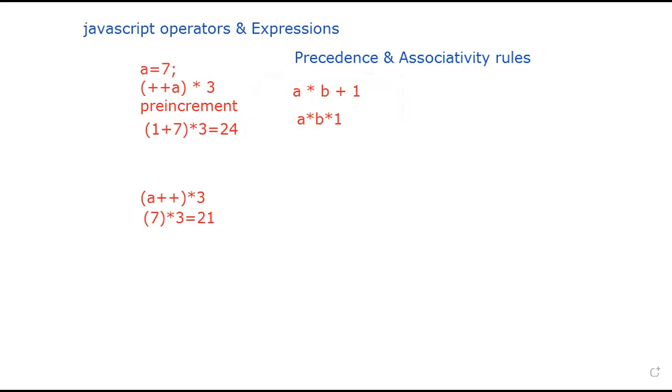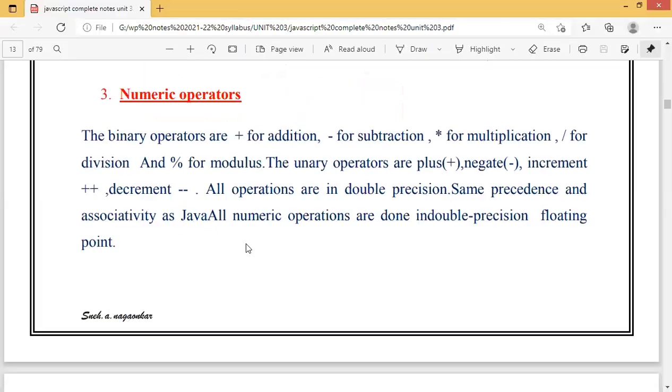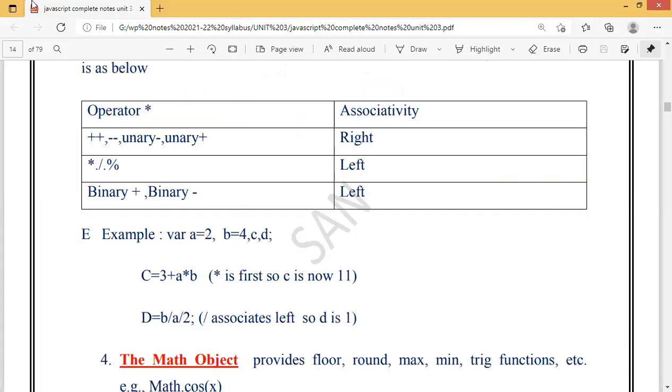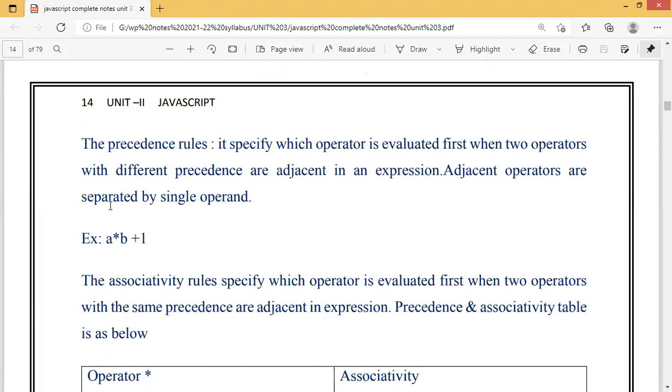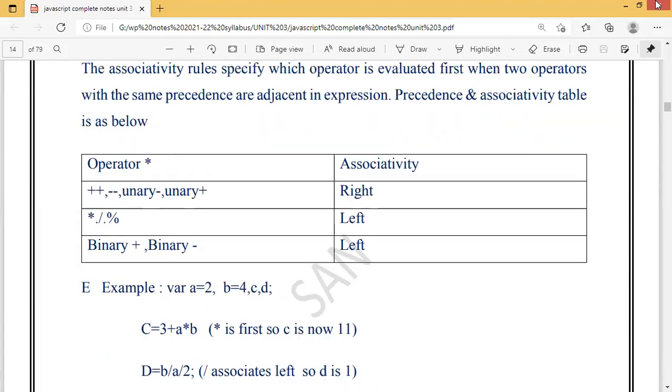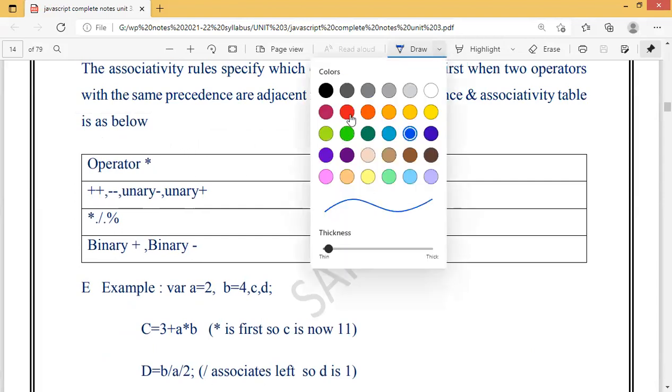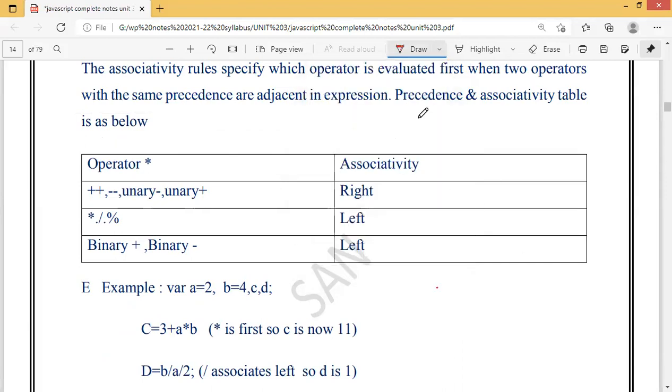Now I will show you that table, students, which is there in the notes. You can see I have taken that table here. In this table, I have given the same examples I gave just now. This is a table which tells you what operators there are and what their precedence and associativity are. It is a table for both precedence and associativity.